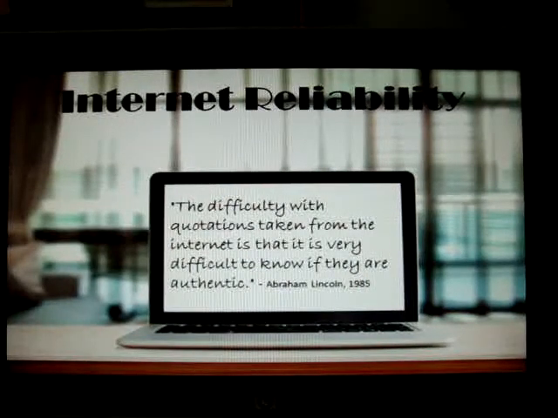Understand the internet is very difficult to navigate and to find good information. There's a lot of crazy stuff out there on the internet. Like, I actually found this quote on the internet: "The difficulty with quotations taken from the internet is that it is very difficult to know if they are authentic." Said by Abraham Lincoln in 1985. Seriously? Lincoln was dead almost 200 years by 1985. No, I'm sorry, 100 years. God, math is not my strong suit. About 100 years in 1985. He never knew what the internet was. How could he have made that quote? It's very difficult to separate fact from fiction, plagiarism, all sorts of crazy stuff that's just floating around on the internet. You've really got to proceed with caution.